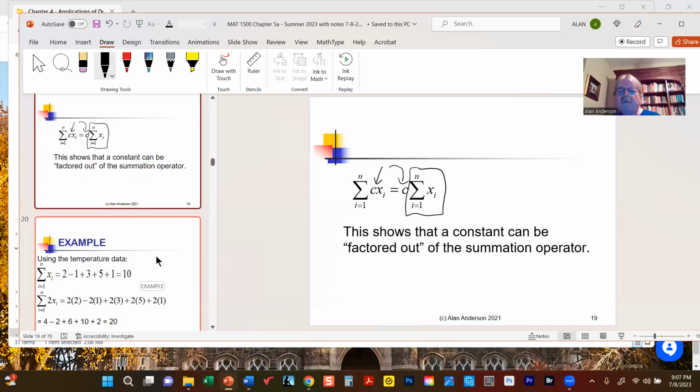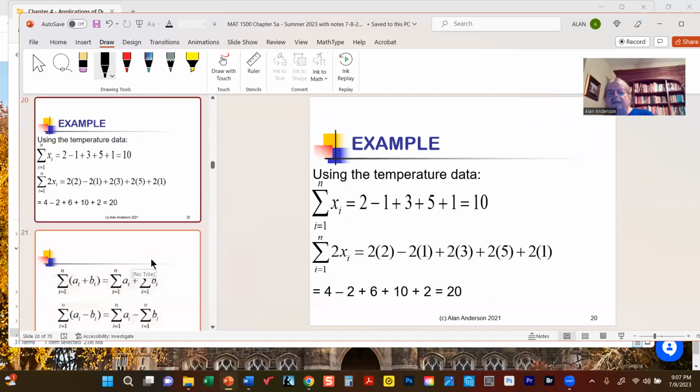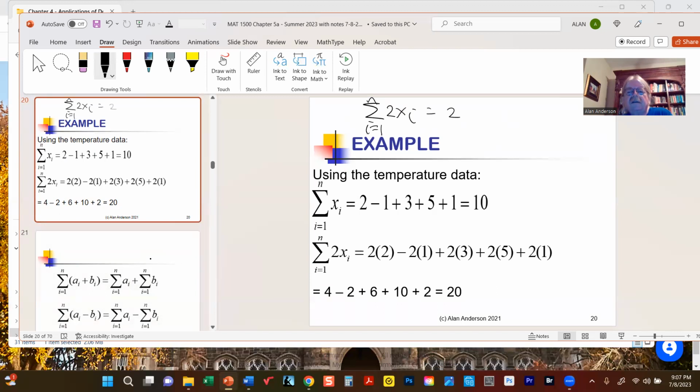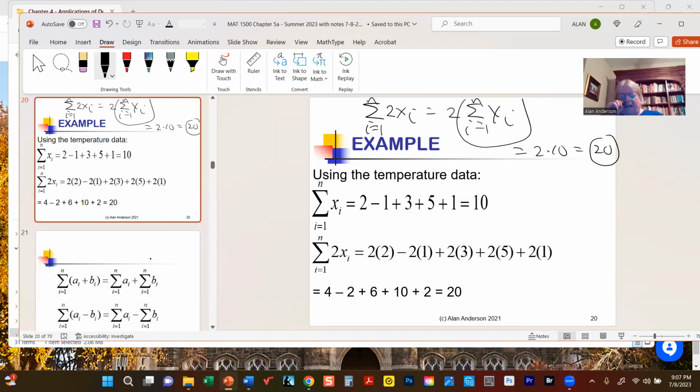Let's say, for example, we go back to Minnesota and look at the temperature data, and I want to know the sum of 2xi. So, I mean, I could double them all, or what I could do is just say, well, I already know that this is 10. So I end up with 20. It doesn't matter which one you use, but by moving the constant on the outside, I think you'll find that it's quicker.